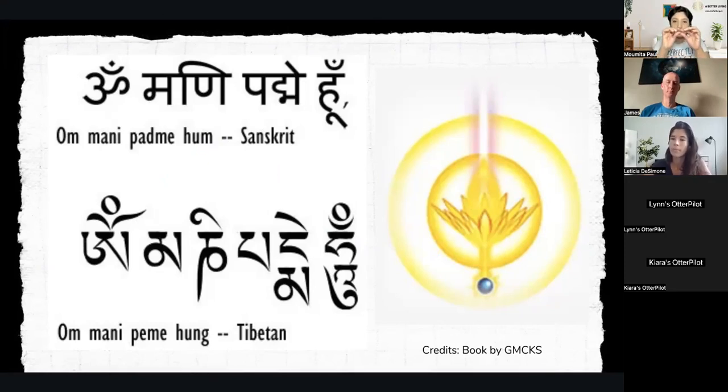So if you have to decipher that entire mantra, it means I am the gem in the lotus. And it is basically invoking your higher self because the pineal gland is the terminal to the higher self. The higher self communicates with you through the pineal gland. So you are trying to embody the higher self in the pineal gland. You're invoking the higher self by saying that I am the gem in the lotus, so be it. I am the gem in the lotus, so be it. So this is what the mantra means.